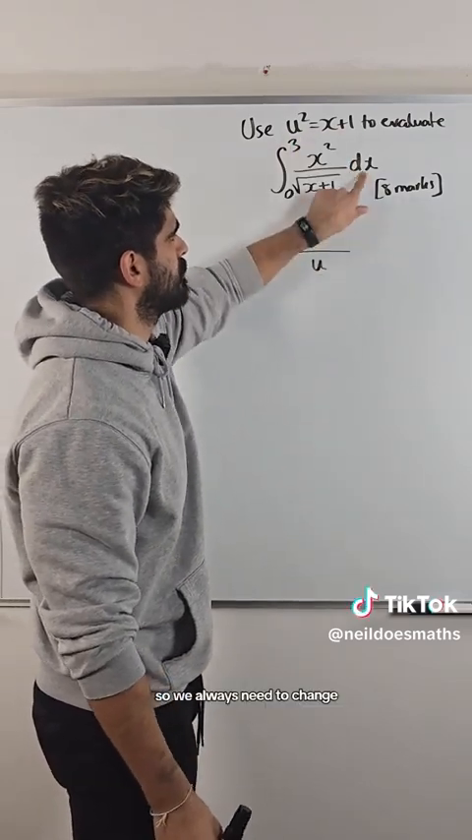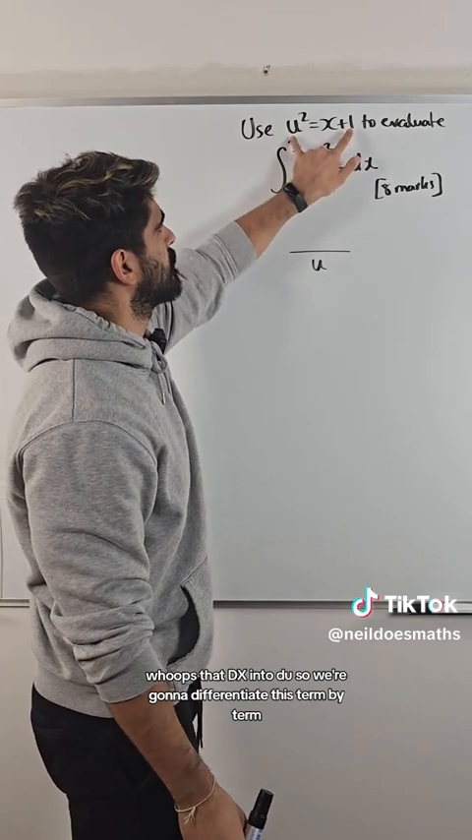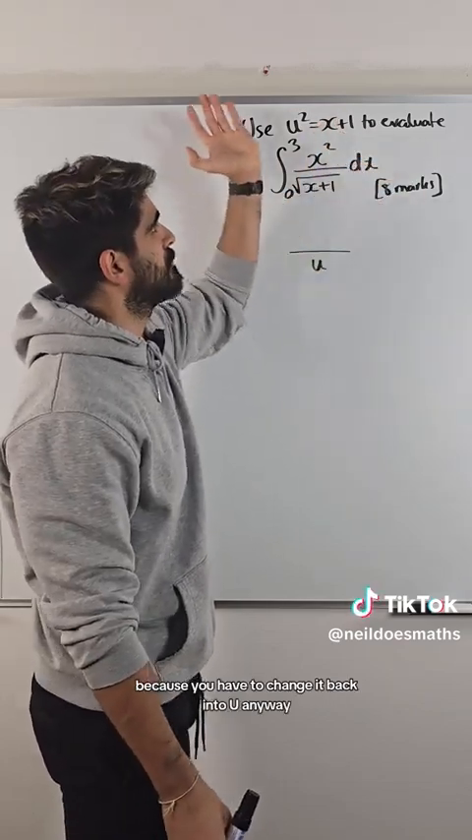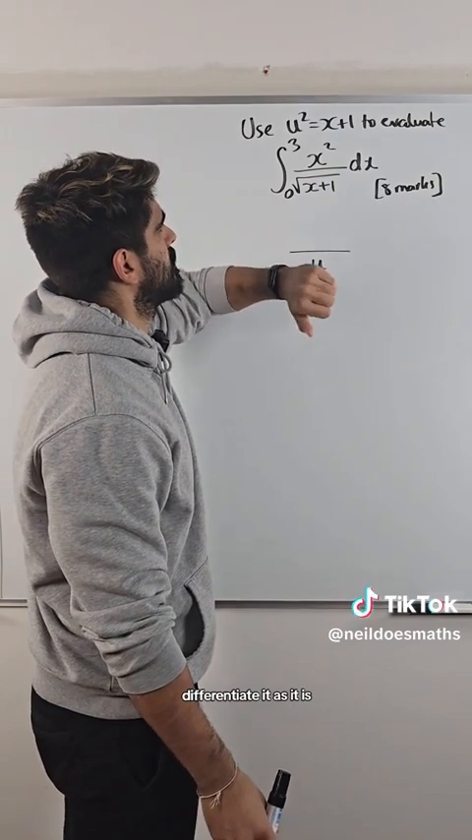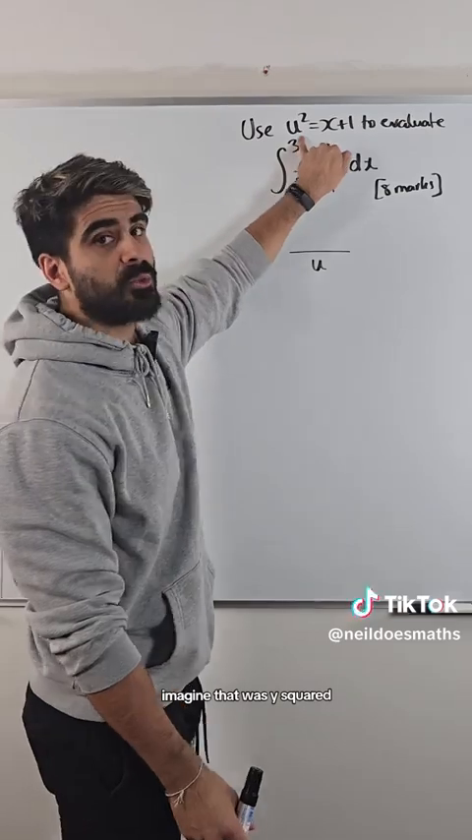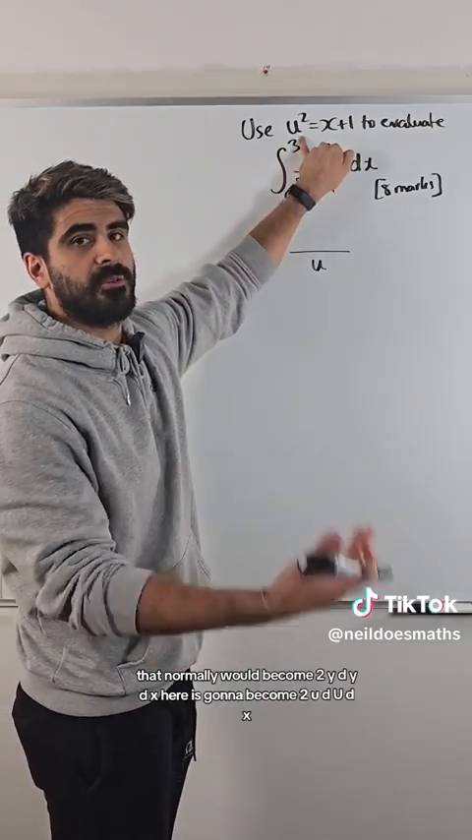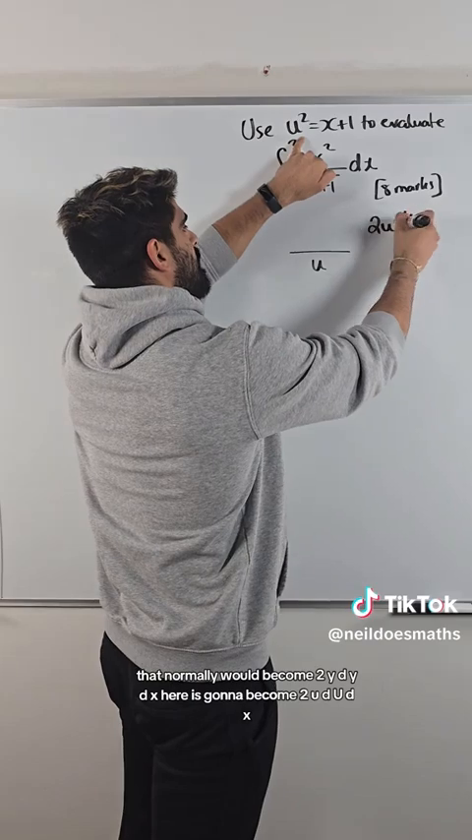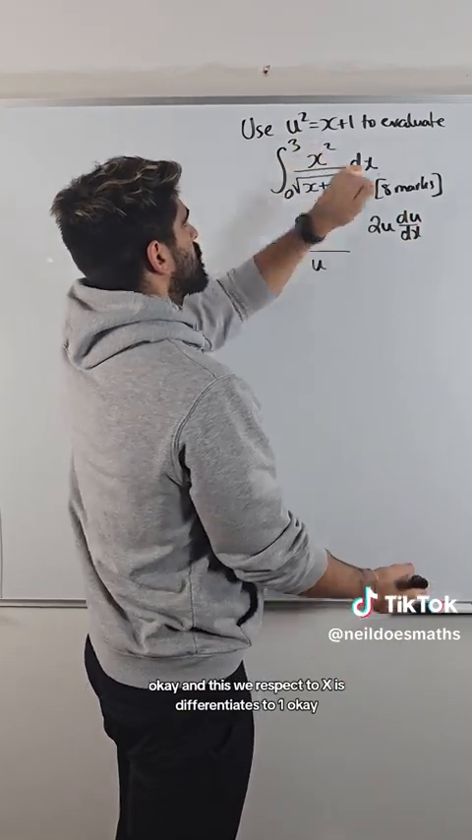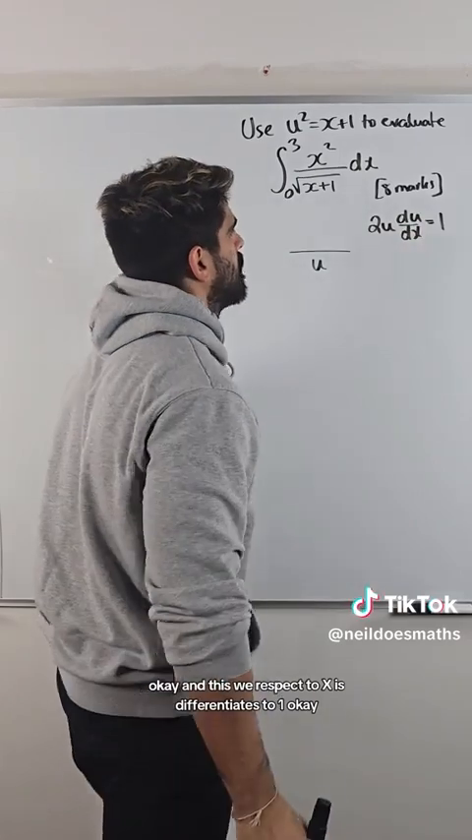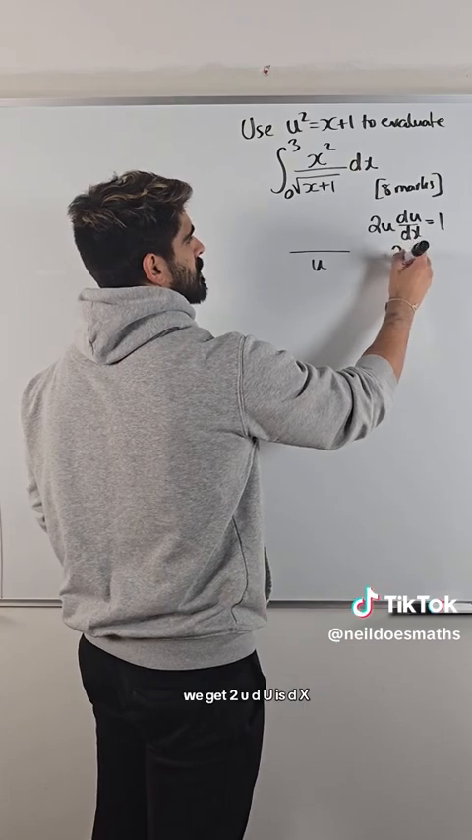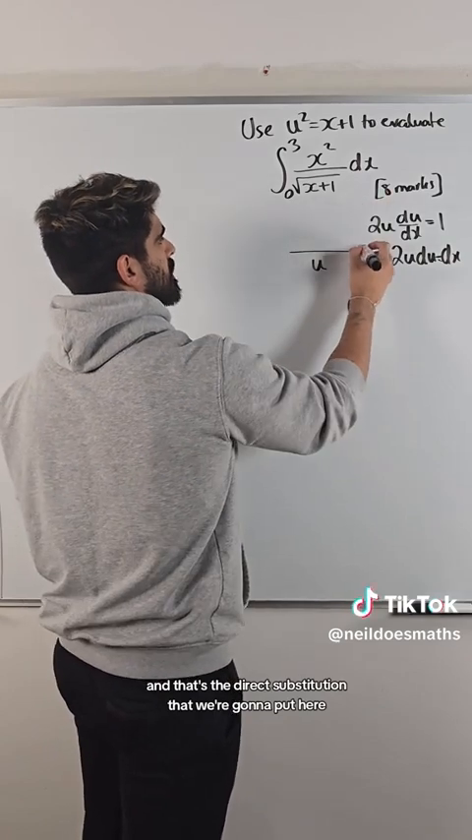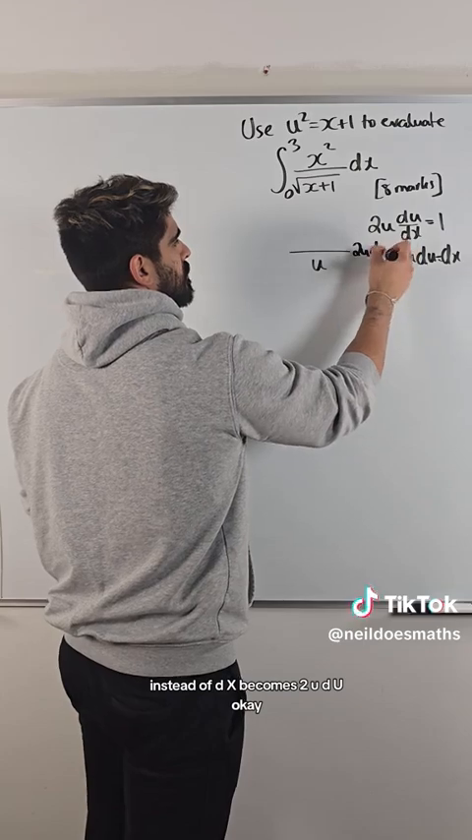So we obviously need to change that dx into du. So we're going to differentiate this term by term. Don't use u equals x plus 1 to the power of a half because you have to change it back into u anyway. Differentiate it as it is. This is just implicit differentiation. Imagine that was y squared. We'd differentiate that normally. It would become 2y dy dx. Here it is going to become 2u du dx. Okay? And this, with respect to x, just differentiates to 1. And that's great because when we times by dx, we get 2u du is dx. And that's the direct substitution that we're going to put here instead of dx. It becomes 2u du.